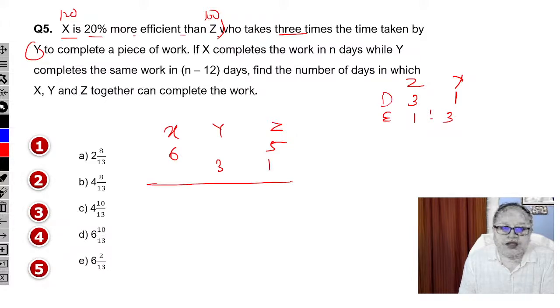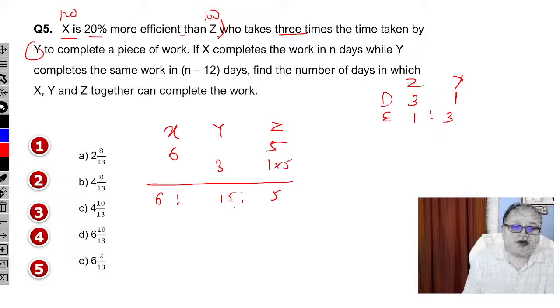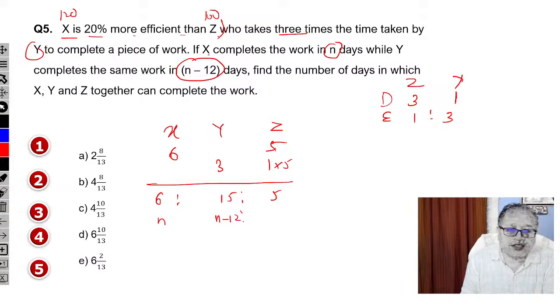Now I am getting the ratio here, so multiply this by 5. So this is 5, this is 15 and this is 6. Okay, I got this efficiency ratio. And we know that X can complete the work in n days, and Y can complete the work in n minus 12 days.